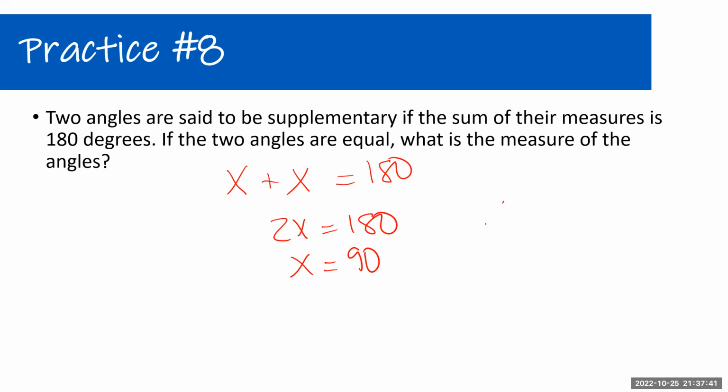Several ways to think about this. Supplementary angles have to form a line. So this angle and this angle. And if they're equal, you're going to have to cut it in half. And you can see pretty easily that those are going to be right angles also. So however you want to think of that, algebraically or graphically.